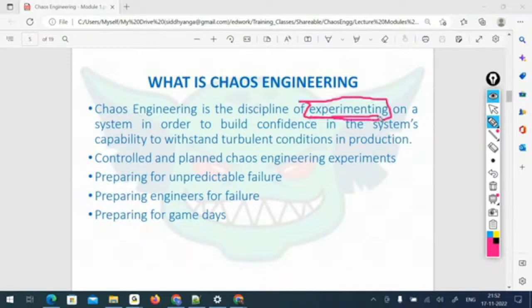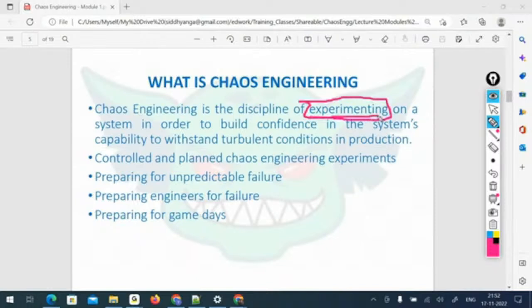Second is obviously user experience, like how your user is facing this issue. We have to minimize that impact on the user as much as possible. So these are the two things chaos engineering focuses on: one is recovery and the other is user experience. And the last keyword is production.